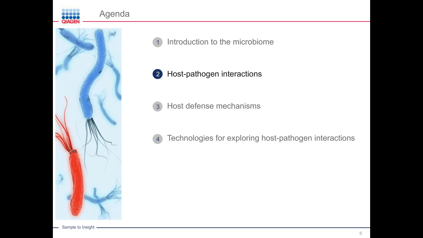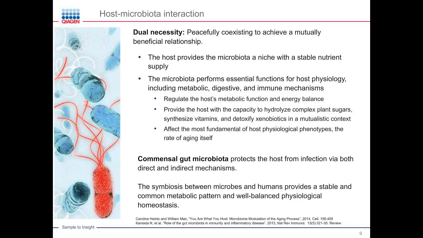The next section mostly deals with the host-pathogen interaction. Now, we have to understand this dual role of microbiota in human health and disease. The interaction of the host and the microbiota is kind of a dual necessity. The host and microorganisms have co-evolved and peacefully coexisted to achieve a mutually beneficial relationship, which we define as a symbiotic relationship. In this relationship, the job of the host is to provide the microbiota a niche with a stable nutrient supply, and the microbiota in turn performs some very essential functions for human physiology, including metabolic, digestive and immune mechanisms.